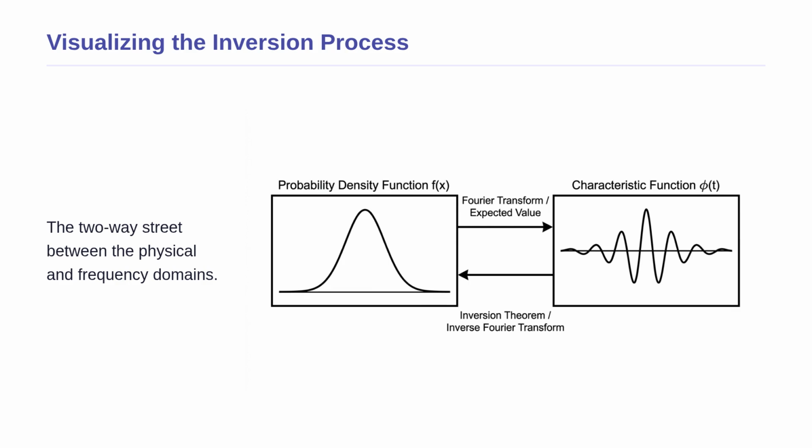But more importantly, the bottom arrow shows the inversion theorem bringing us back. It proves that absolutely no information is lost when moving between these domains. The abstract wave contains everything needed to perfectly redraw the physical curve.